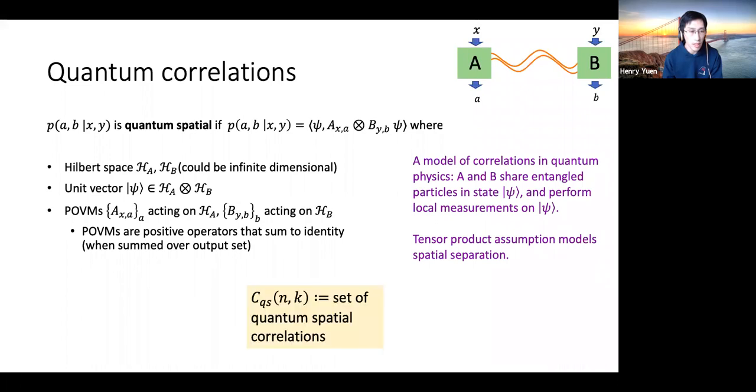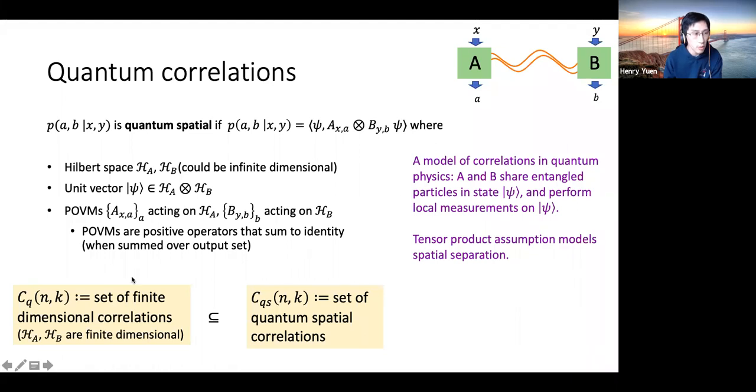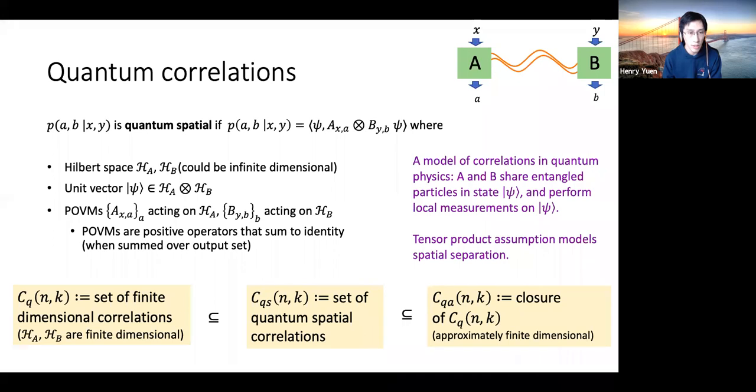And we can give this set of quantum correlations a name. We call it C sub QS, the set of quantum spatial correlations. And if we restrict the Hilbert spaces to being finite dimensional, then we get the set C sub Q. Okay, these are the set of finite dimensional correlations. And there's another set that we'll consider, which is the closure of the finite dimensional correlations. So we call that CQA, the approximately finite dimensional correlations.